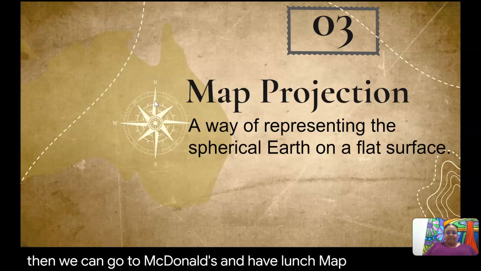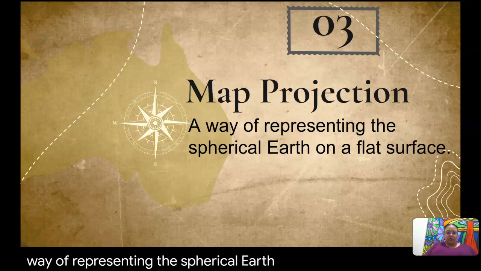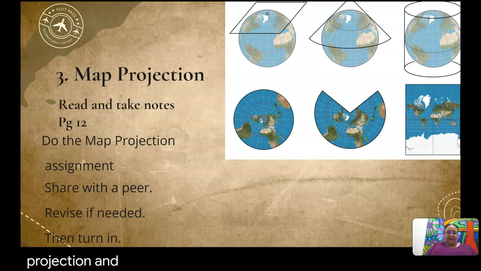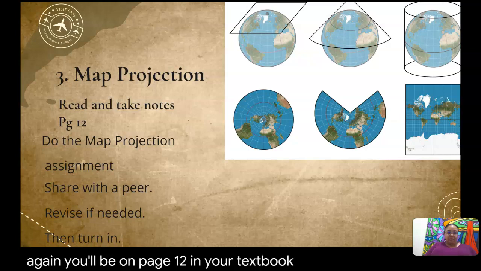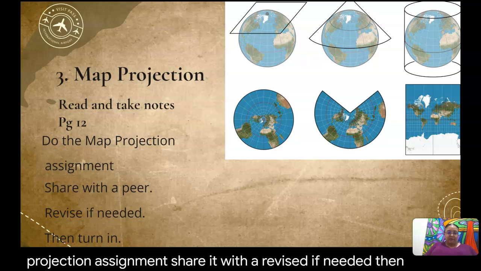Map projection is a way of representing the spherical Earth on a flat surface. Map projection. And see, I have different pictures up here of the map projections for you so that you can see. Read and take notes. Once again, you'll be on page 12 in your textbook. Then you'll do the map projection assignment, share it with a peer, revise if needed, then turn it in.